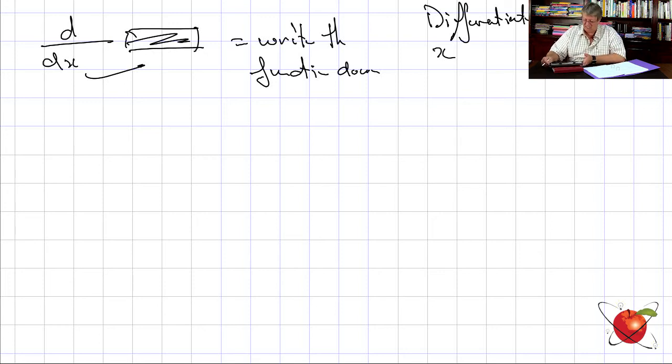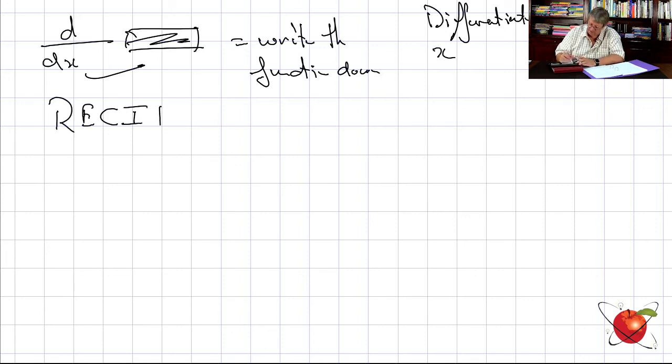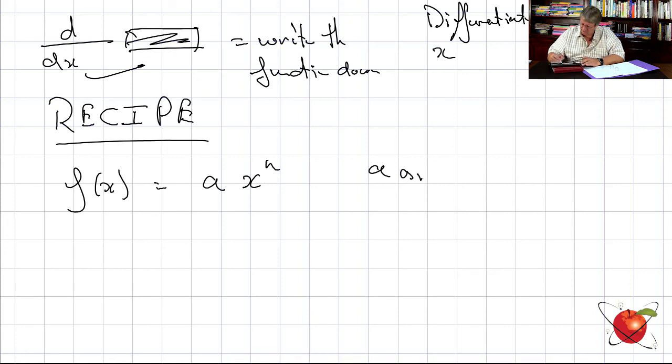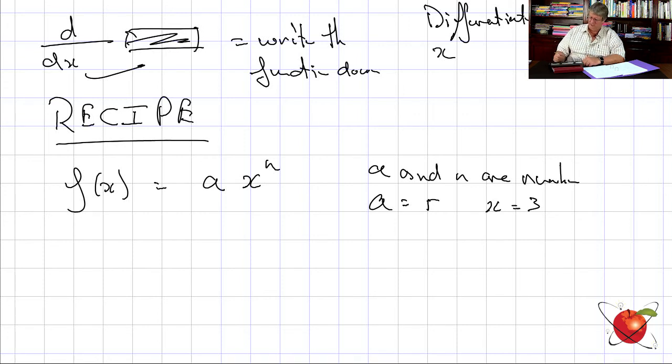Okay, now right at the beginning I said, let's not get our knickers in a twist about this because there is a recipe. Yay! There's a recipe to follow. This is all in your textbooks, I'm sure, but I'm just going to go through it. If f of x is equal to a x to the n, what am I talking about? A and n are numbers. Like a could be equal to 5, and n could be equal to 3.